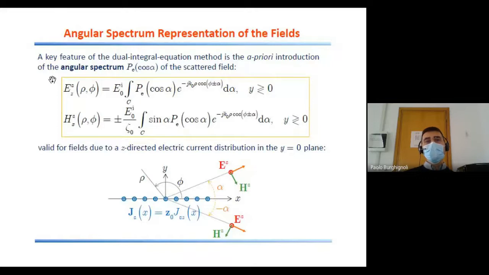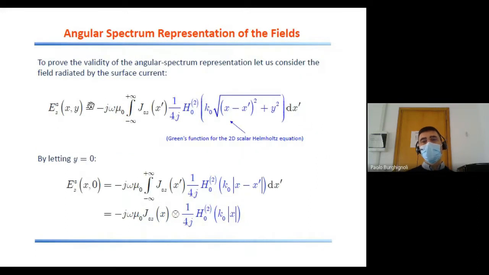However, what is the integration range in this integral? So what kind of angles should we take on? We can answer this question by considering explicitly the spectral representation of the field. So we may write the scattered field as a superposition of contributions produced by current flowing on the plane y equals 0, each elementary current giving rise to a contribution that is weighted by the two-dimensional Green's function for the scalar Helmholtz equation.